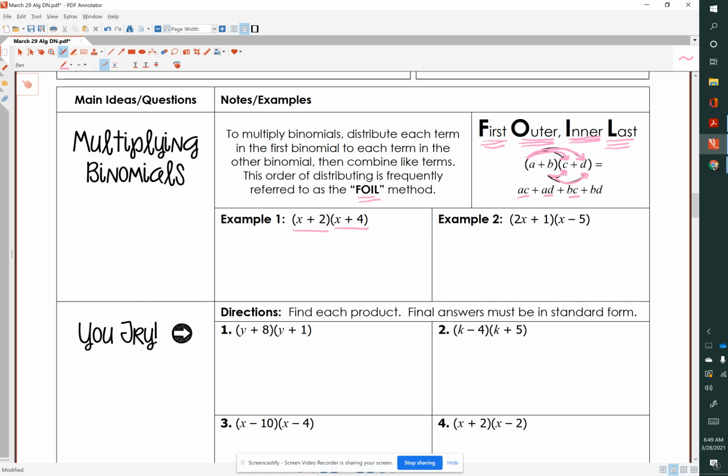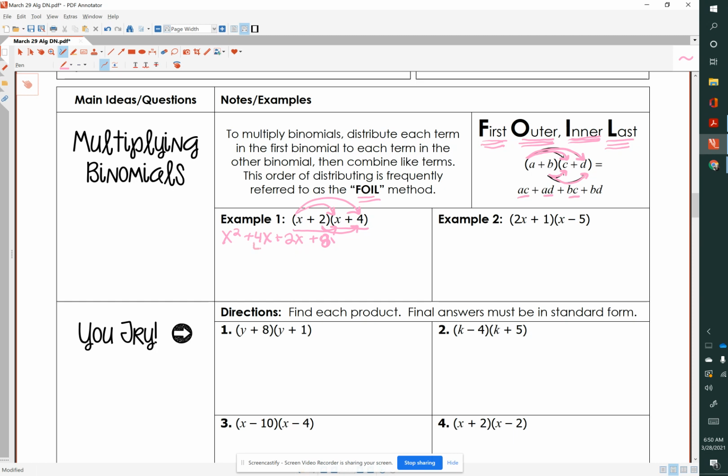So let's see how this works, okay? So x times x is x squared. That's the first term. The outer terms are x times 4, which is 4x, and those are both positive, so we have a positive 4x. Then we've got the inner terms, 2 times x, and they're both positive, 2x. And then we have the last terms, 2 times 4, and that's positive 8.